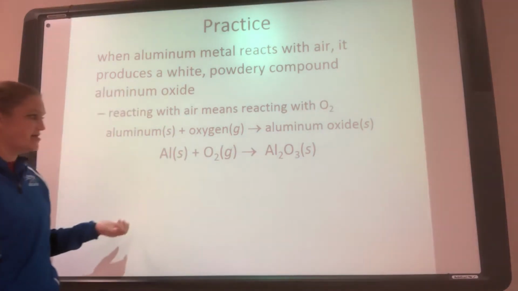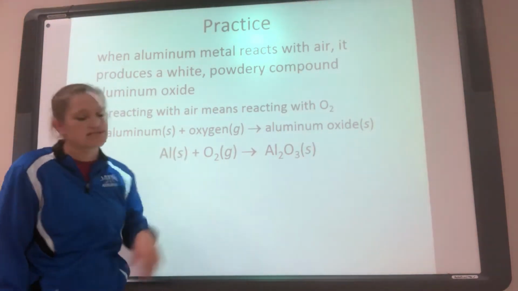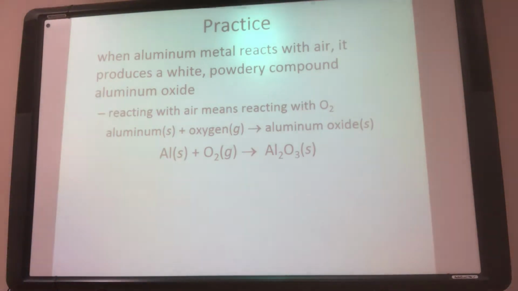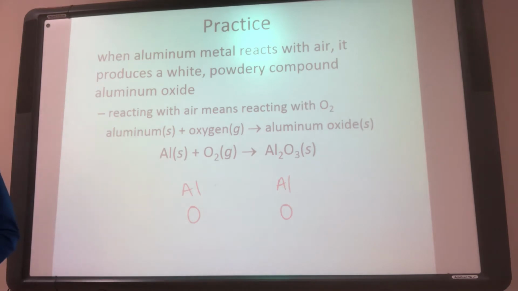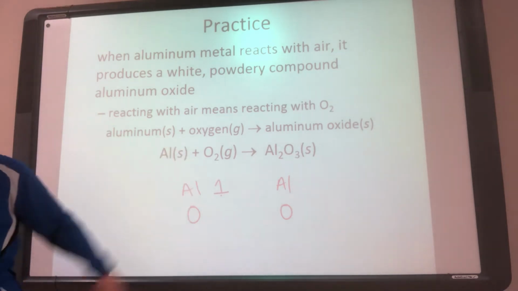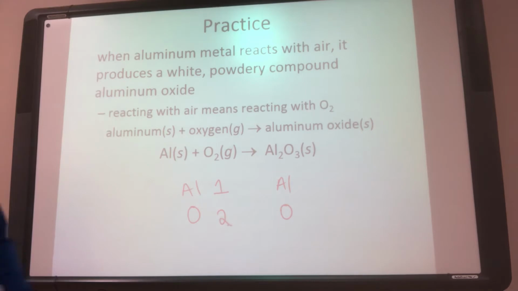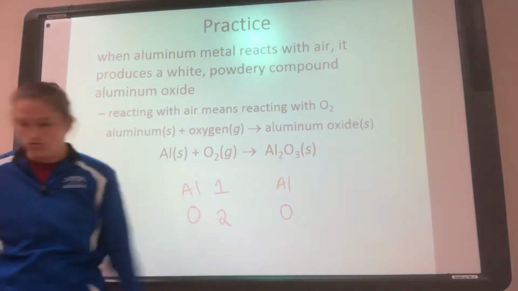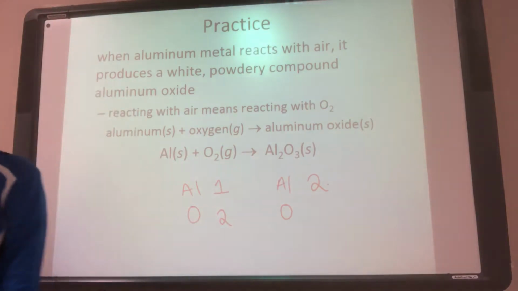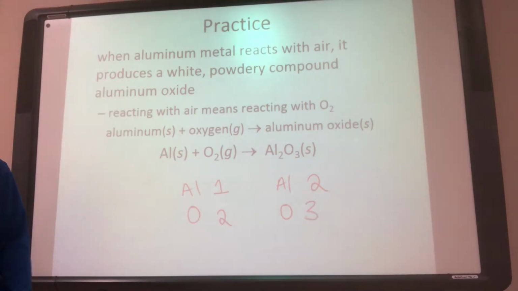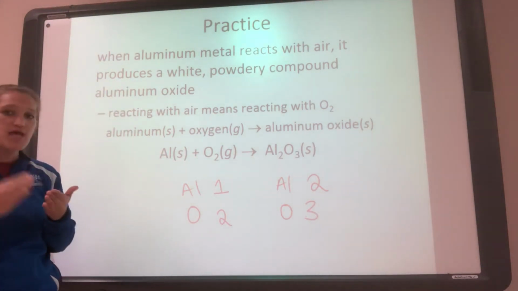But I'm not balanced. So now I need to balance this. Same things. What elements? Aluminum and oxygen on this side. Aluminum and oxygen on this side. How many aluminums on this side? 1. How many oxygens? 2. How many aluminums here? 2. How many oxygens? 3.